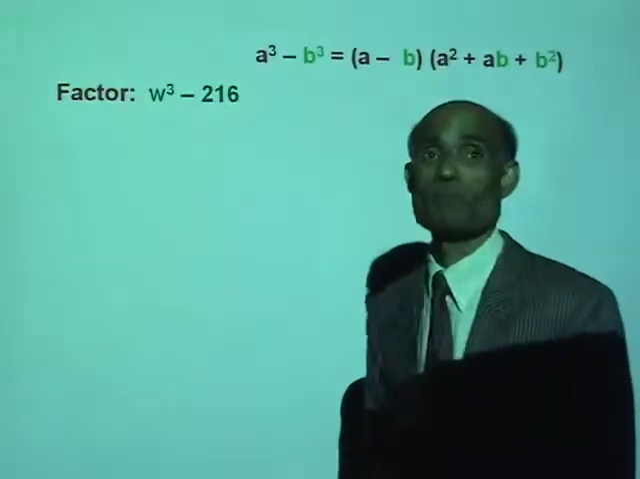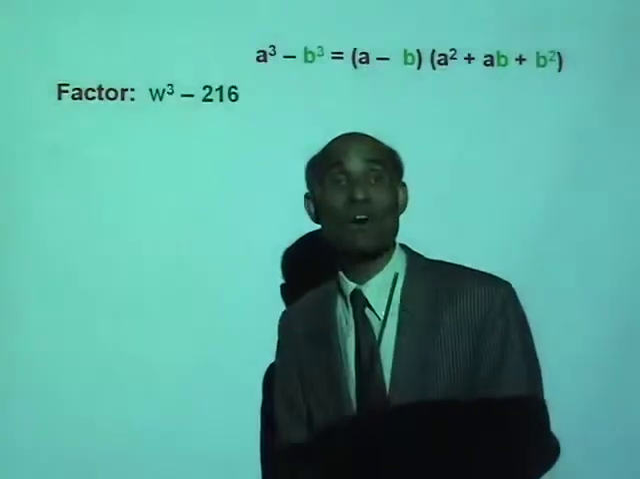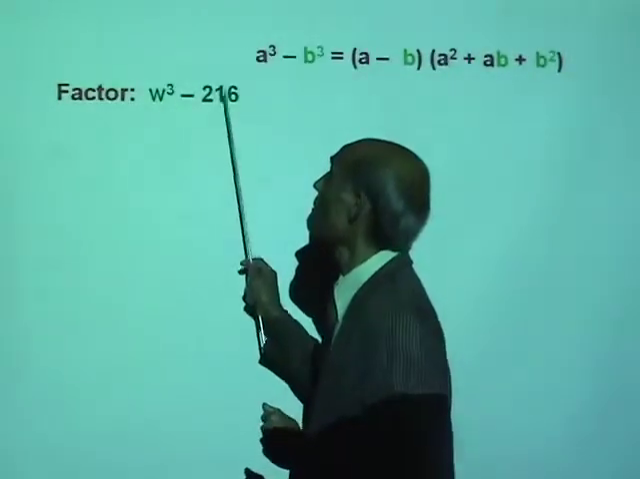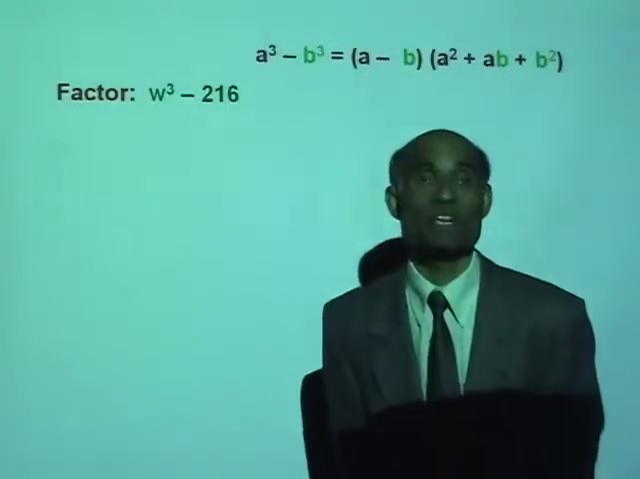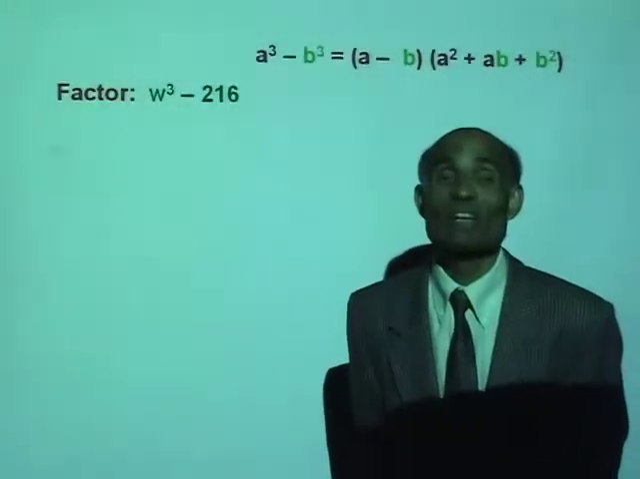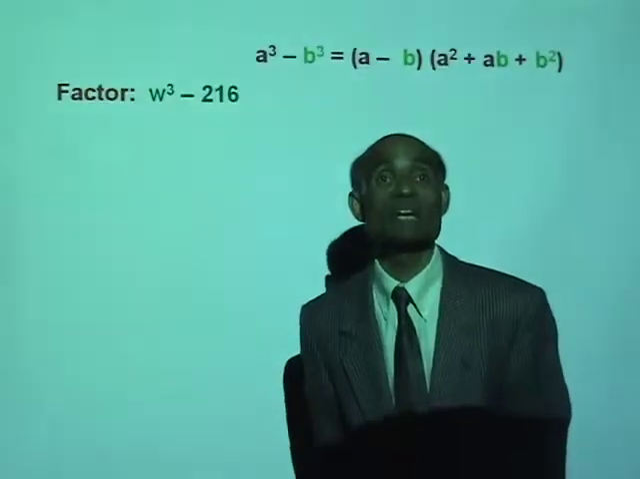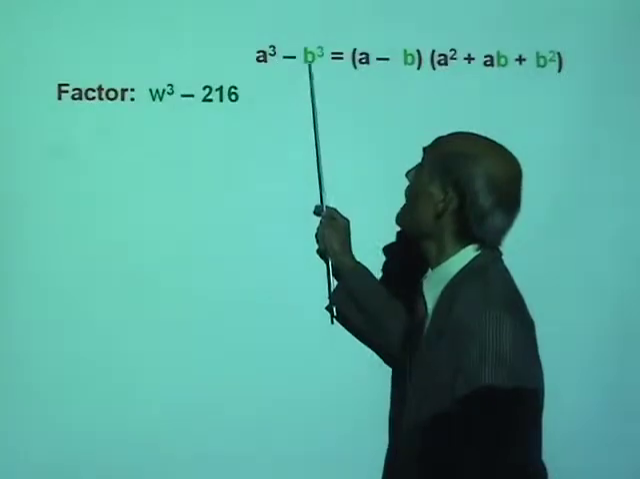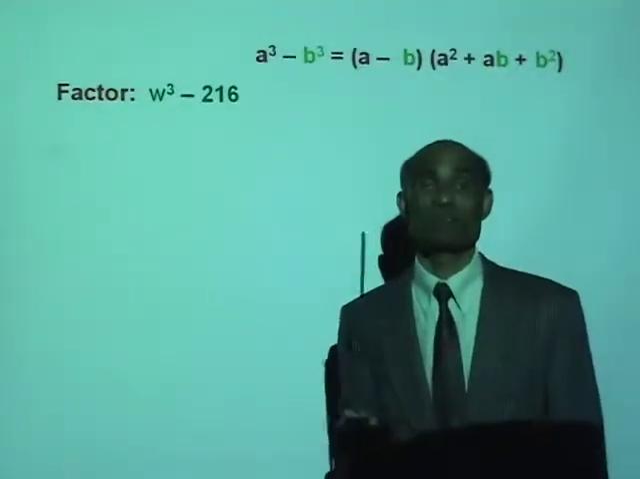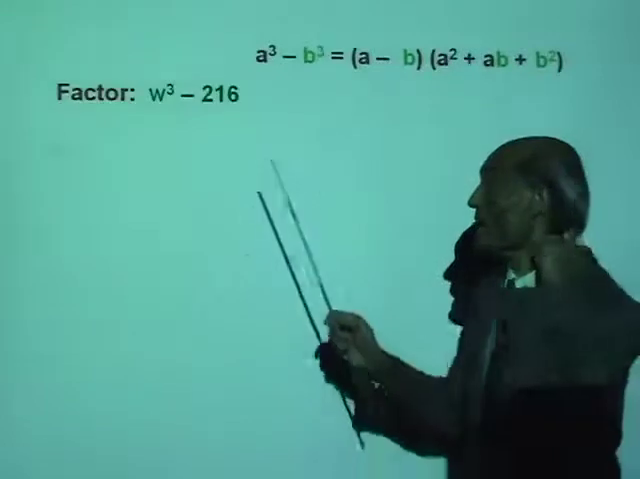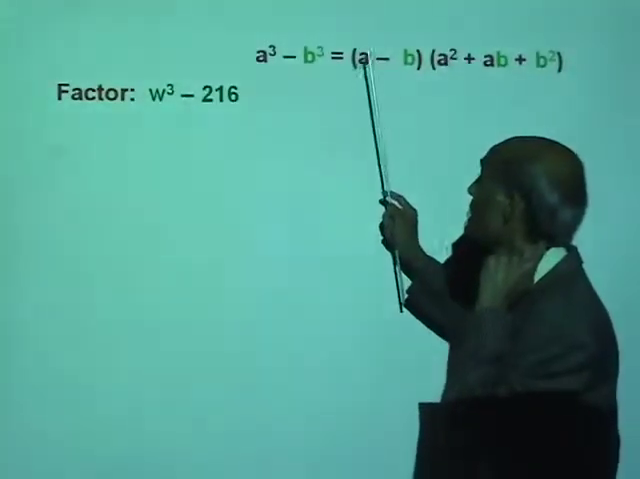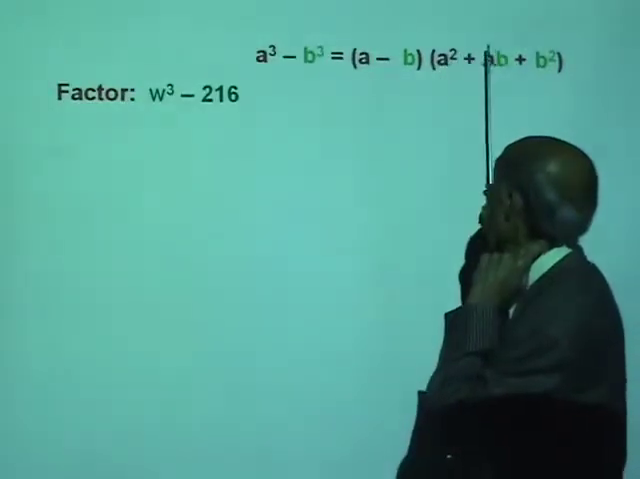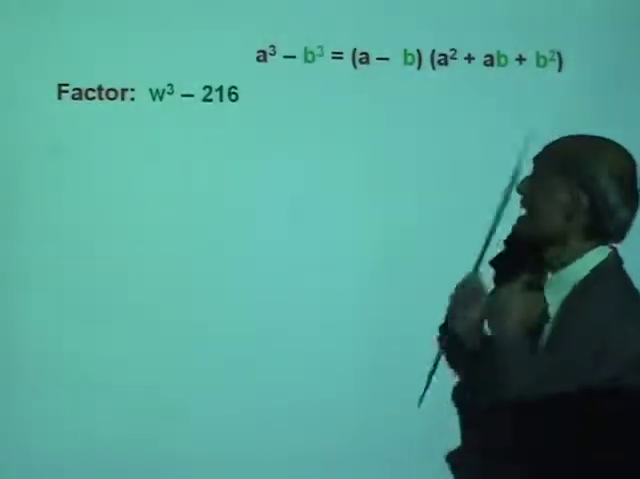Let's do one more. And that is the difference of two cubes. Factor w cube minus 216. Obviously, the formula we want to use here is the difference of 2 cubes, a cube minus b cube. What is the formula for that? A cube minus b cube is a minus b times a squared plus ab plus b squared.